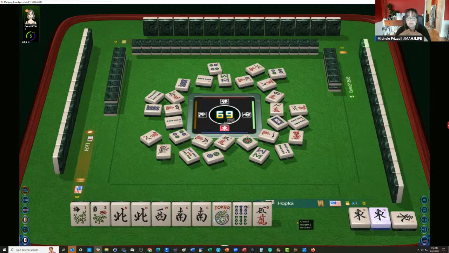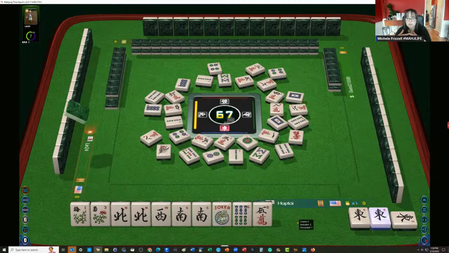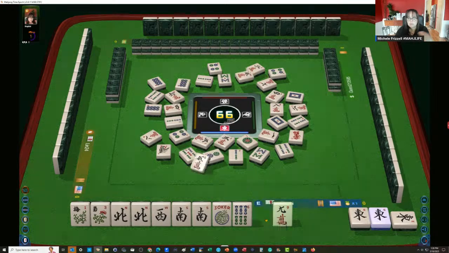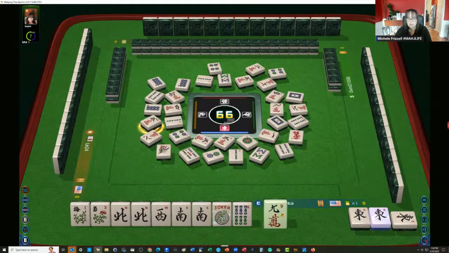I think we have another wind player at the table. I think somebody else is playing winds. Otherwise, we would have seen more in the Charleston. So now we've got one efficiency tile here, the 6 bam. 5 is out. 9 is not out yet. We're at the midpoint. So let's let this 5 crack go. Nobody wanted it.